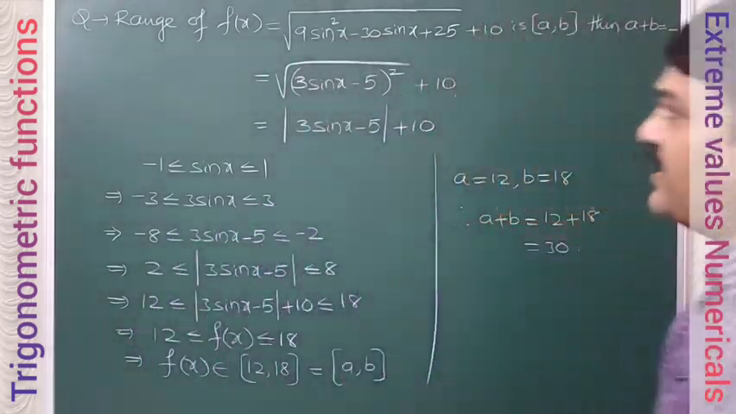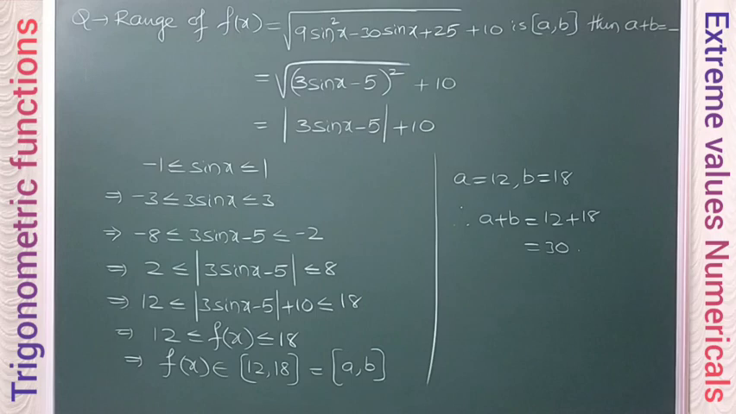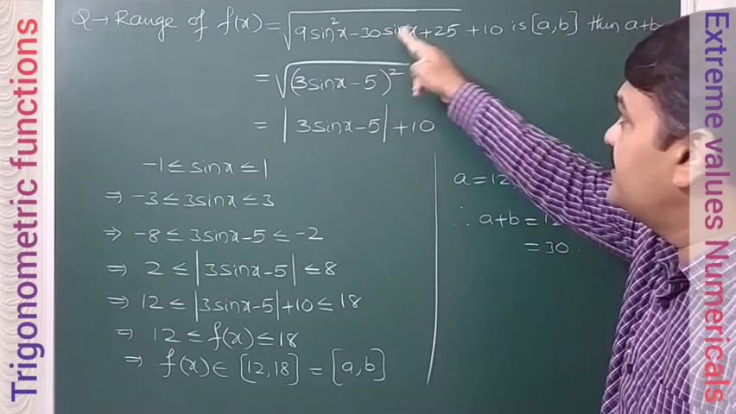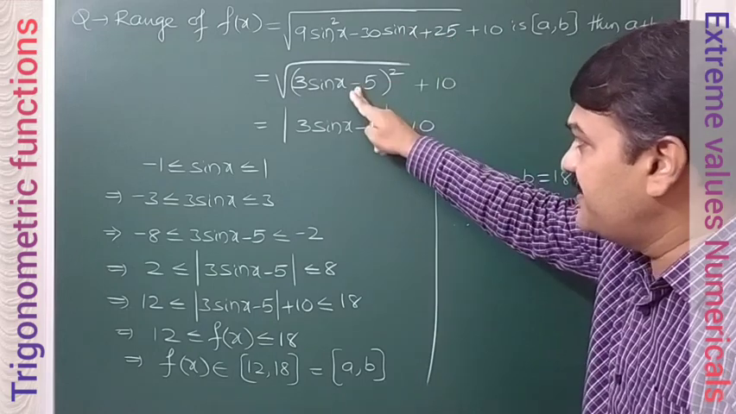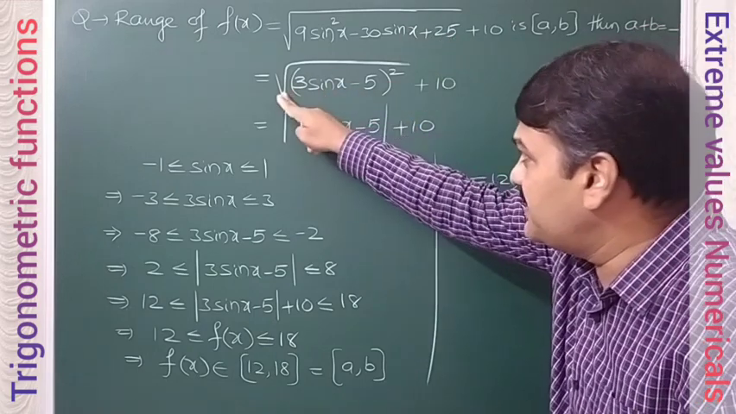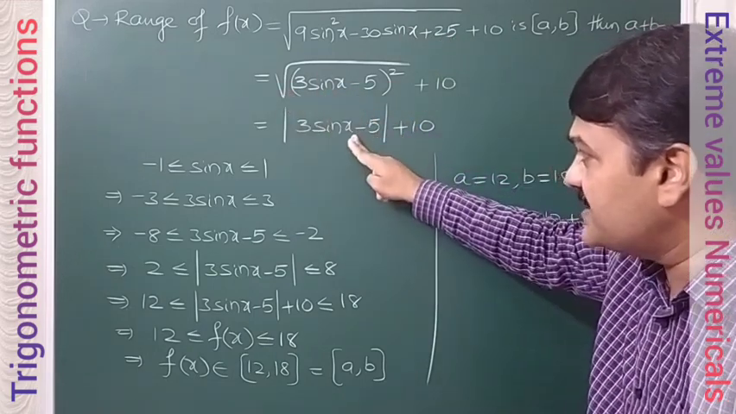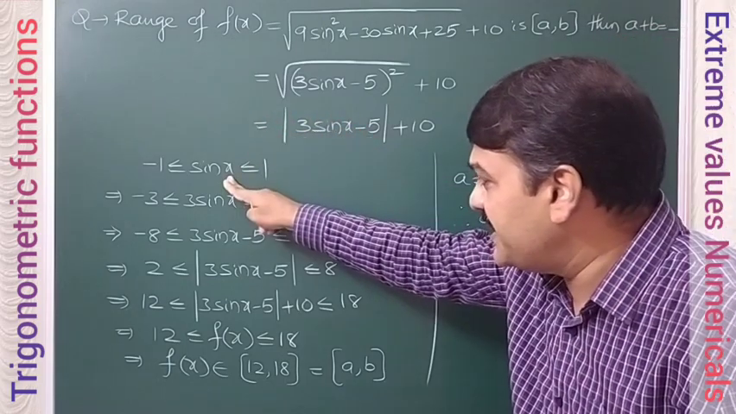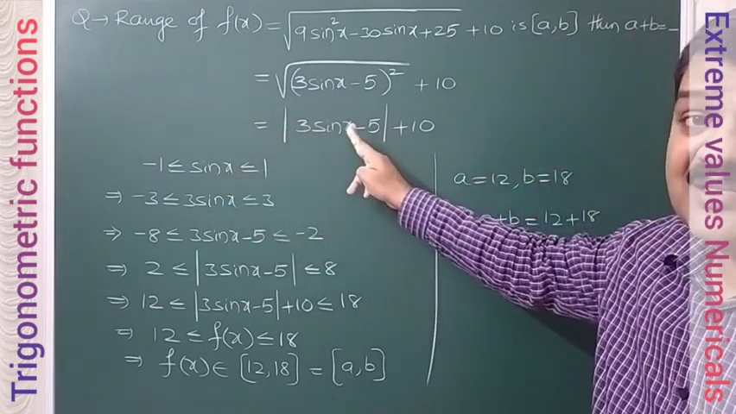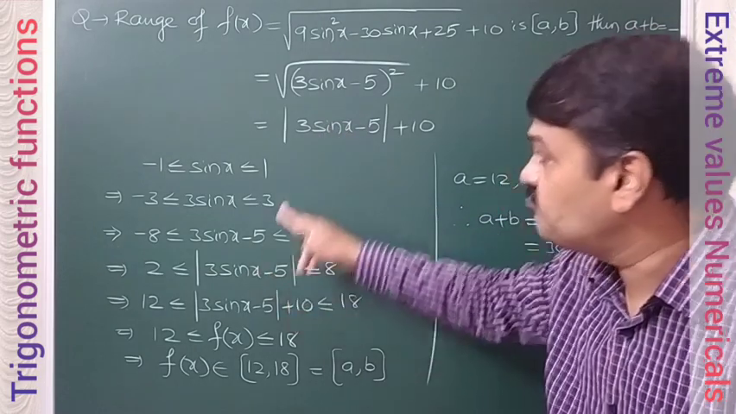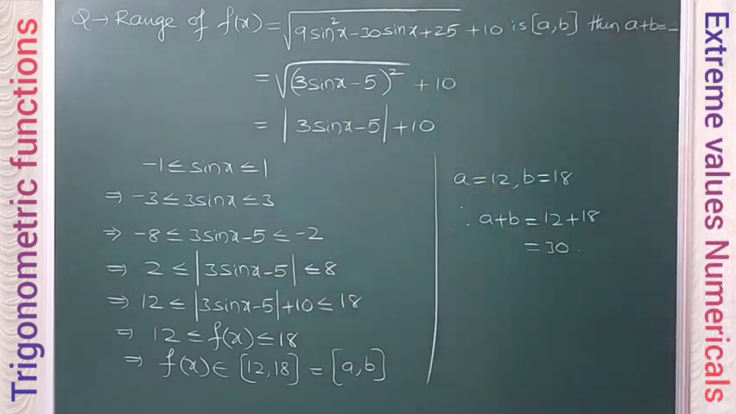So finding the range of f of x is the actual question here. So very easily this is converted into a perfect square. So this can be written as modulus of 3 sin x minus 5. Using the sin x range, you extract the range of this function, from which we get the range of f of x. Okay.